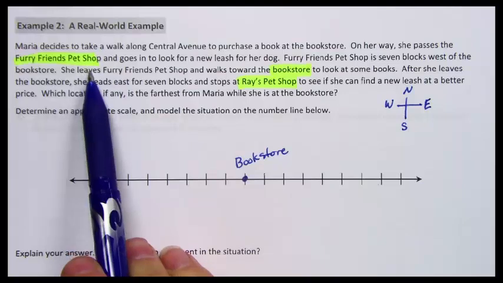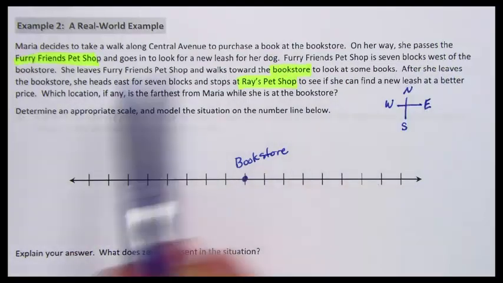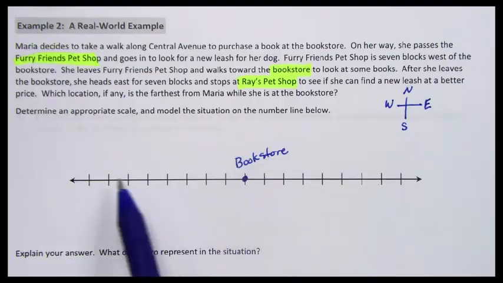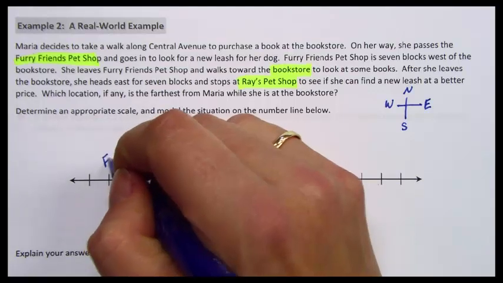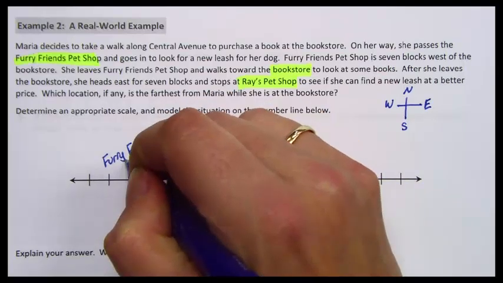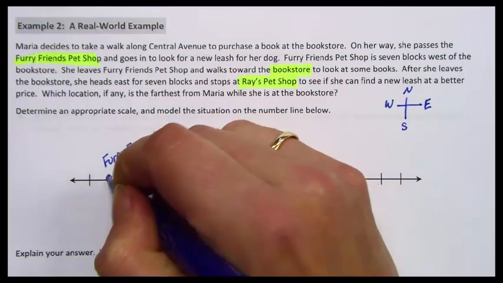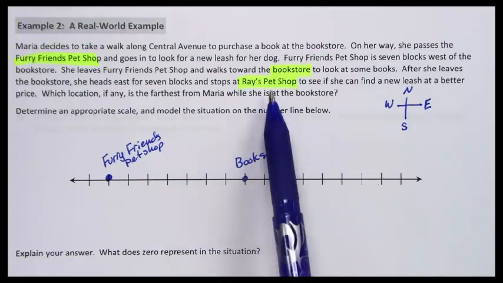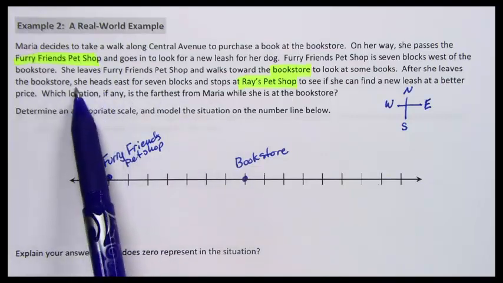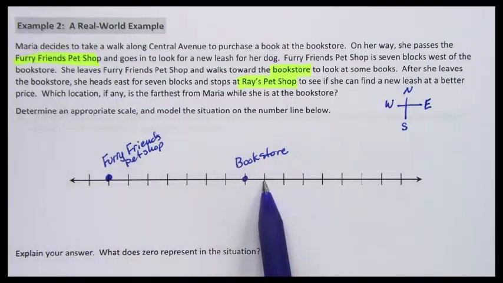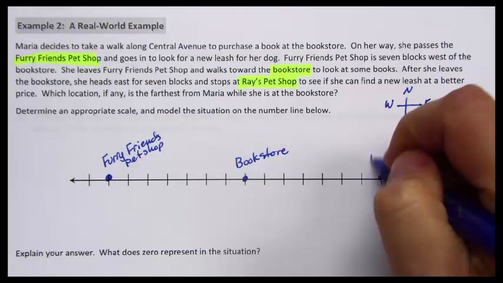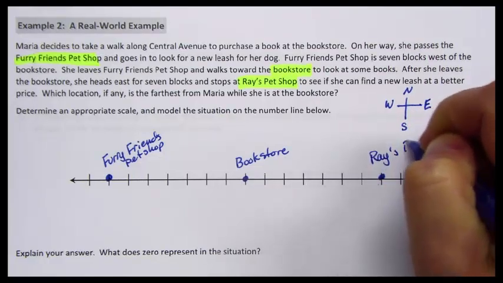If Furry Friends pet shop is 7 blocks west of the bookstore, I'm going to count 7. 1, 2, 3, 4, 5, 6, 7. Here is the Furry Friends pet shop. Right there. And I know that Ray's pet shop is east 7 blocks from the bookstore because she leaves the bookstore, she heads east for 7 blocks. 1, 2, 3, 4, 5, 6, 7. Right there is Ray's pet shop.